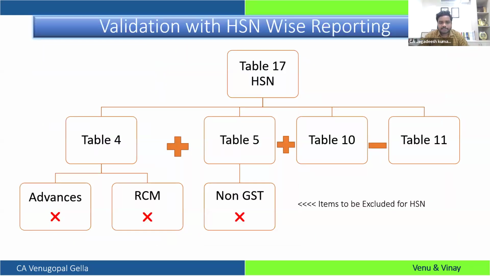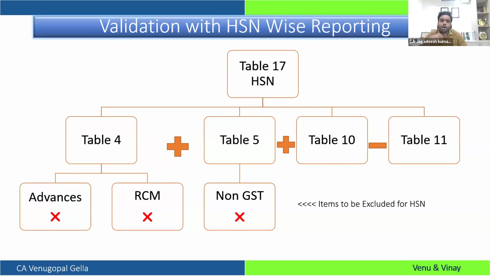So coming to the table 17, this is a mandatory table. For the initial period, they had given this table as an option, but now it's mandatory to fill this table. So what is the HSN outward? What do I need to consider in this?